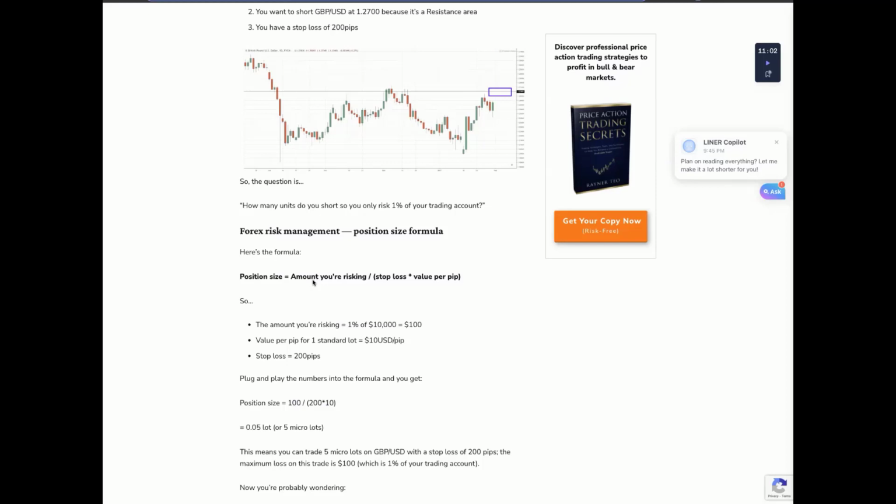Position size is equal to the amount you are risking divided by your stop loss times the value of the pip you are willing to lose.